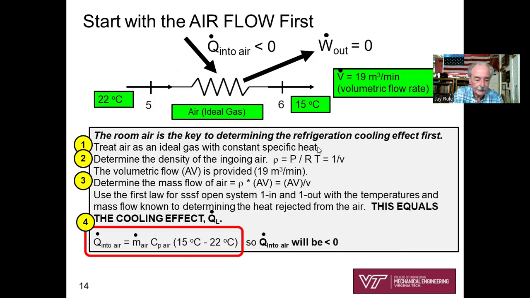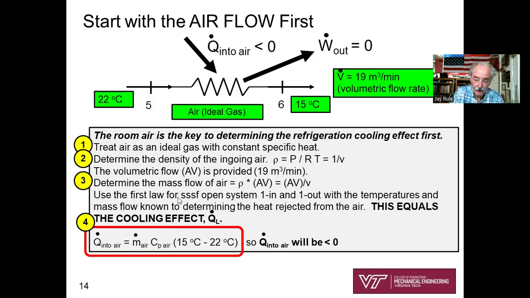Got to look up C sub P. Part 2, determine the density of the ingoing air. Rho is P over RT, or v is simply RT over P. Get specific volume. Step 2. Volumetric rate is given. So therefore, the mass flow rate is rho times AV, the density times the volumetric flow rate, AV. Or, if you learned it the other way, it's the volumetric flow rate, AV, divided by little v, whichever you prefer.